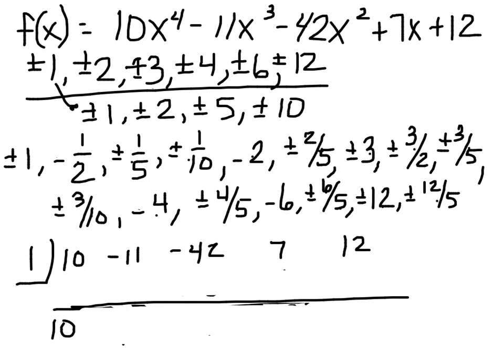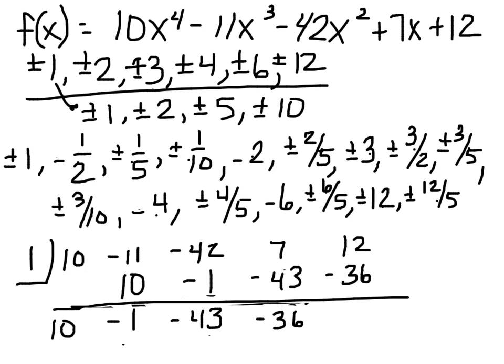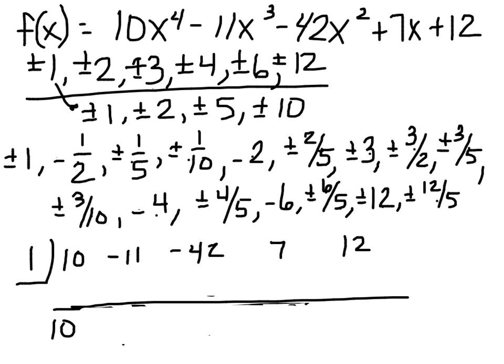1 times 10? Minus 1 is negative 43. Negative 43. 7. Negative 36. Not going to happen. Are you guys getting sick of synthetic dividing yet? Yeah? Sorry.